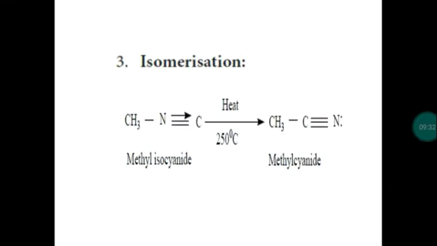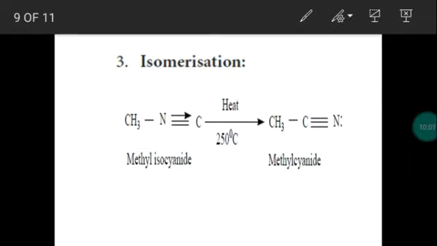Next, isomerization process. As I told already, cyanides and isocyanides are what? Tautomers. So there is an isomerism called tautomerism. Due to rearrangements in the structure, we will have two types of structure. They are called the tautomers, and the phenomenon is known as tautomerism. So due to the isomerization process, cyanide will become isocyanide as well as isocyanide will become cyanide.